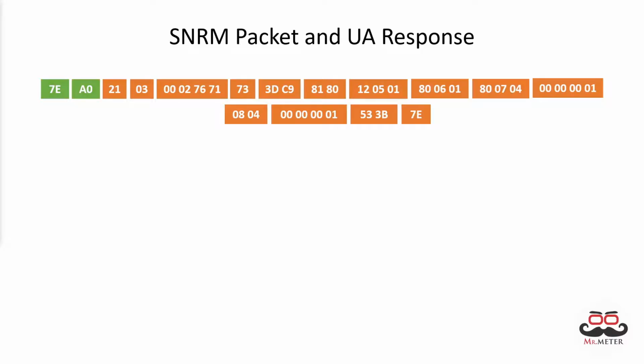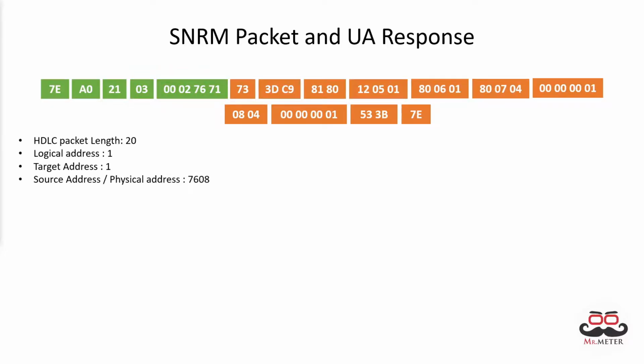After 7E as the starting indicator of the packet, A0 is the packet status indicator. A0 indicates that the frame is transmitted in one packet based on the window size. If it is A8, then it indicates that it is transmitted in multiple packets. 21 means the frame length, which becomes 20 in translation.